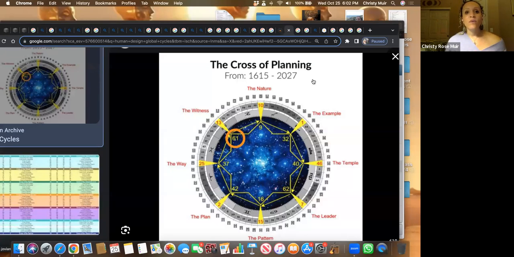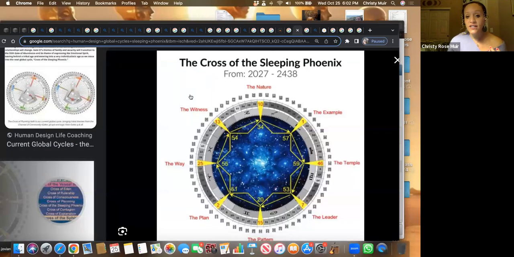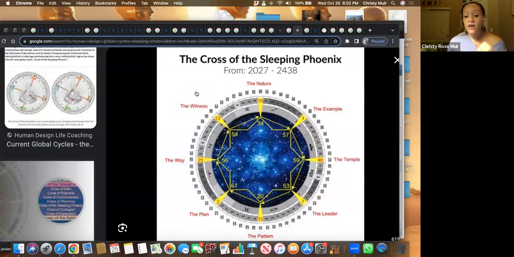human design wants us to look at what's happening on the world stage through the lens of this system and see it's appropriate for some of our governments and our institutions to be crumbling right now, because the energetic support that has kept them in place, at least for the last 400 years, is shifting. And what's it shifting into? It's shifting into this Cross of the Sleeping Phoenix, where we'll see that these gates around the outside are the same, but the energies that inhabit the gates have shifted.